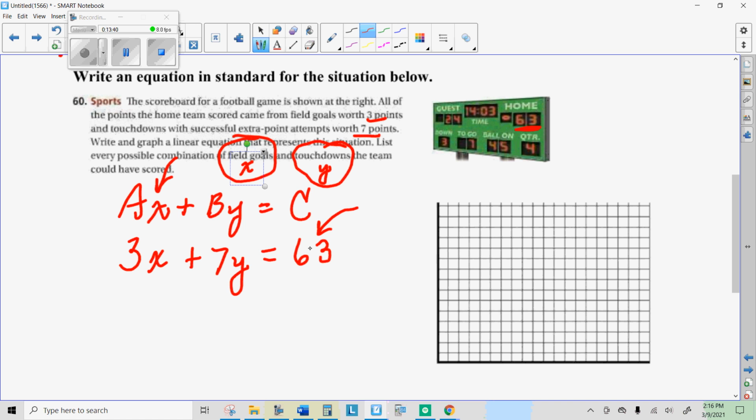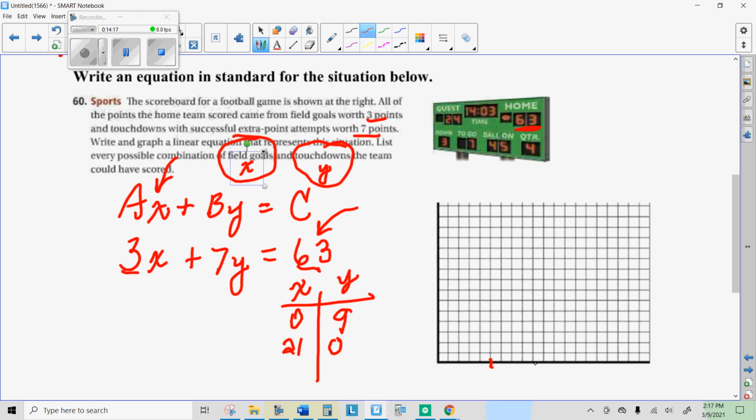All right, now if you want to make a graph of that, let's do the y-intercept and the x-intercept to get that. So basically I'm saying if you scored 0 field goals, how many touchdowns would it be to get 63 points? So 63 divided by 7 is 9. If you didn't score any touchdowns, so 0 y's, how many x's would that be? That would be 21, because 63 divided by 3 is 21. So I have a point at 21, 0.